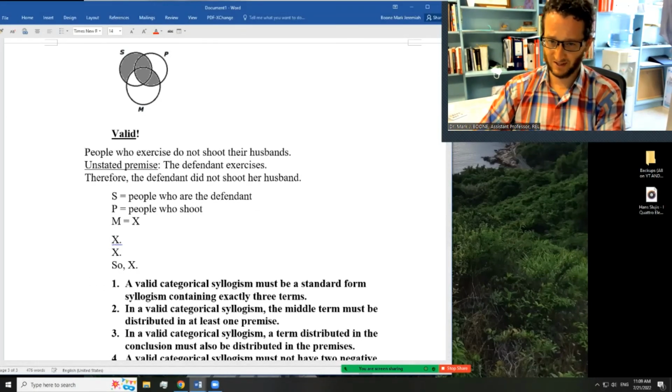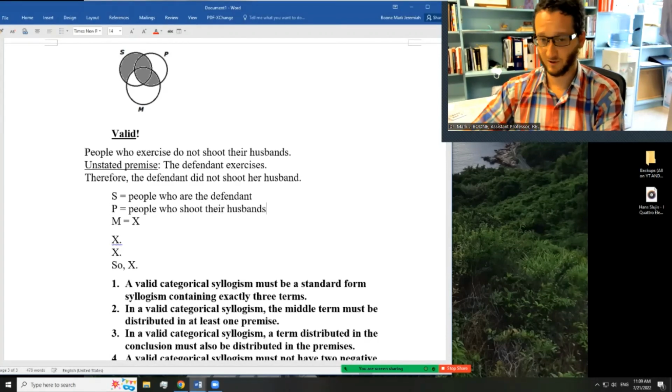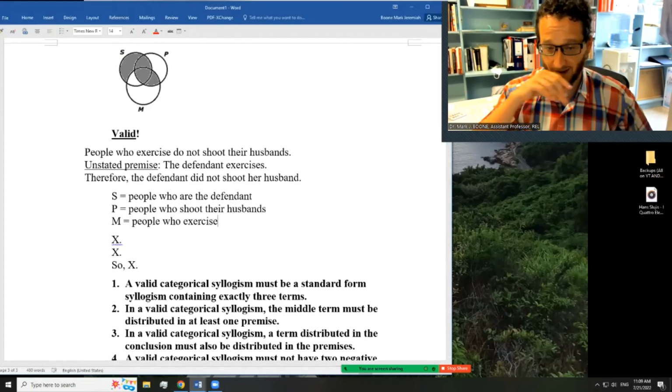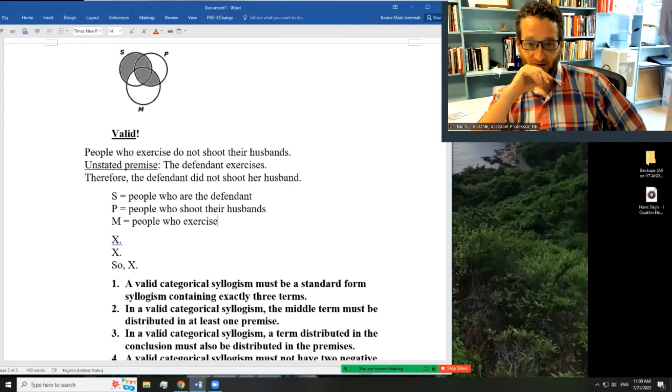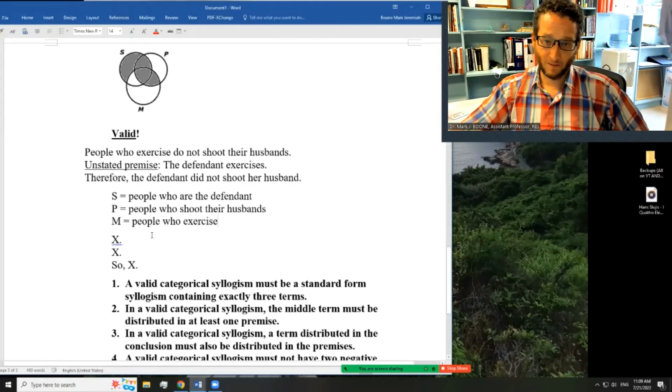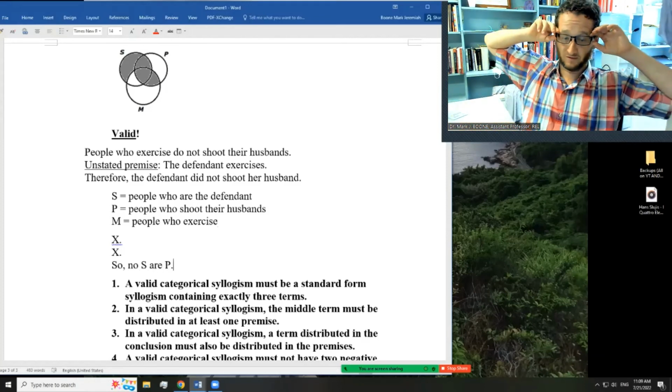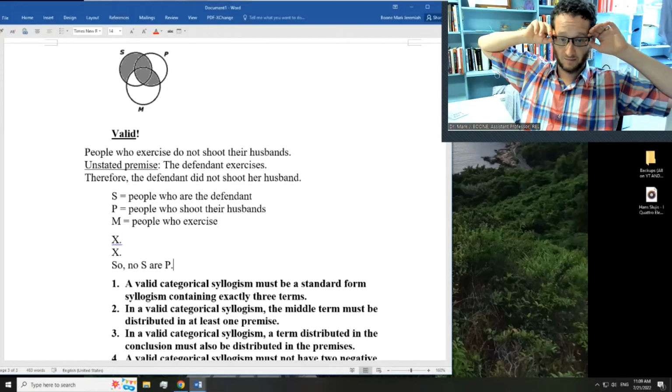Let's keep it all present tense. People who shoot their husbands. Minor term, I suppose, is going to have to be people who exercise. I think this is going to be another Barbara, but we'll see. People who are the defendant is the minor term. People who shoot their husbands is the major term. And the conclusion is no S R P. No people who are the defendant are people who shoot their husbands.